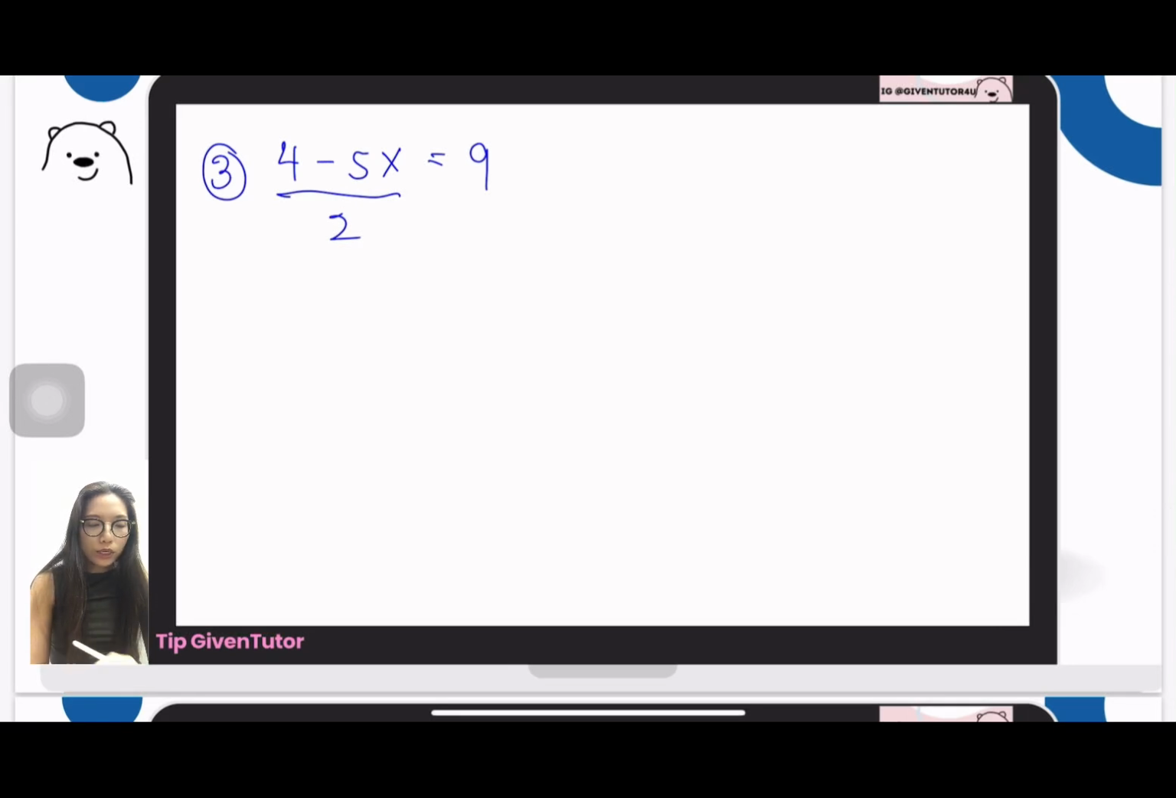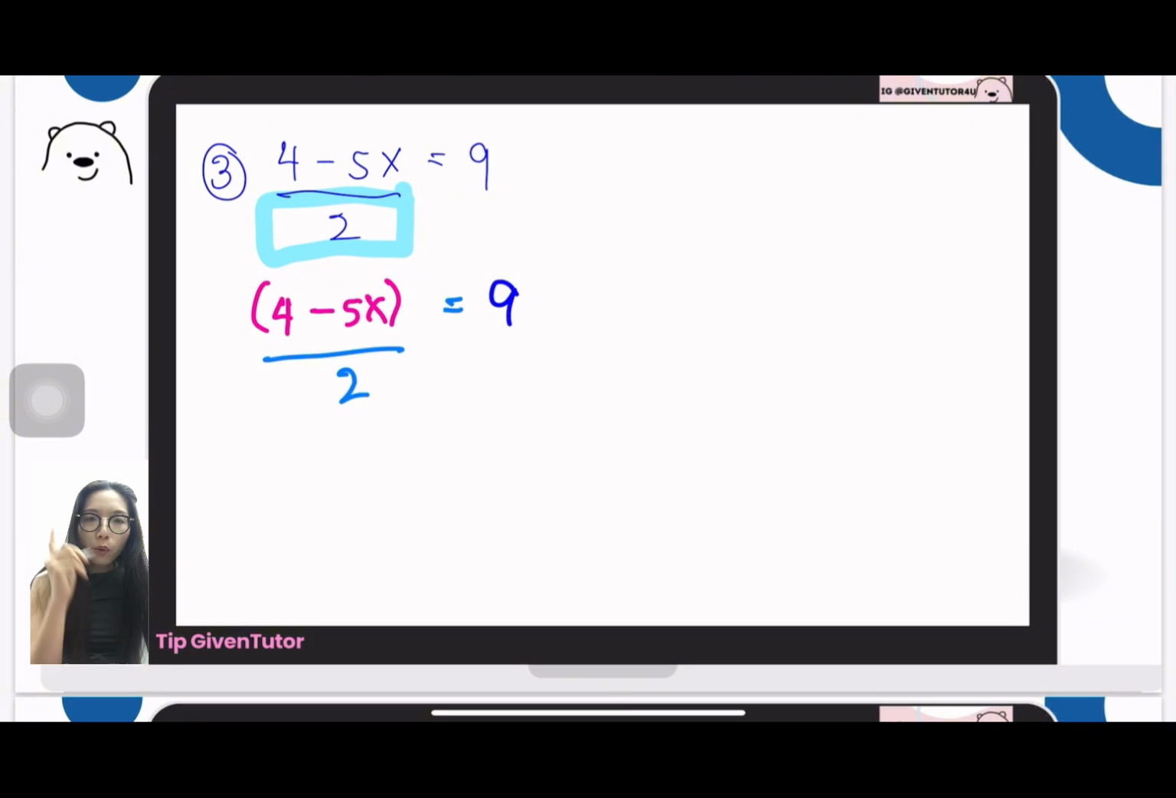Okay, let's be back with this one, number 3. For the 3, what do we do in the first step? This is the divide that will cover all the things. So when we write it down on the decimal or even on another calculator, you have to use the brackets first, and after that it will be divided by 2 and then equal to 9, right? So what is the first step that we see? This is the step I will write down here.